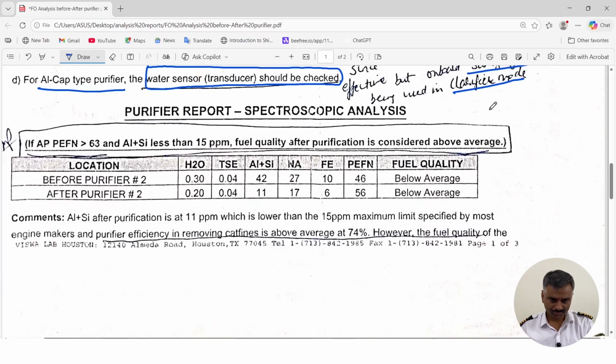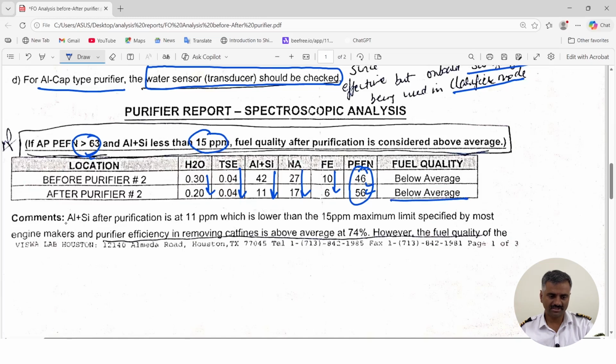For number 2 purifier, again they are saying the same thing: engine friendliness number greater than 60 and alumina silica count less than 15 ppm, then the fuel is considered above average. In this case, before the purifier, water content has reduced to 0.2, total sediment is the same, alumina silica has reduced from 48 to 11, sodium has reduced from 27 to 17, iron from 10 to 6, and engine friendliness has improved from 46 to 56, but still it is below average because 63 is what is required.